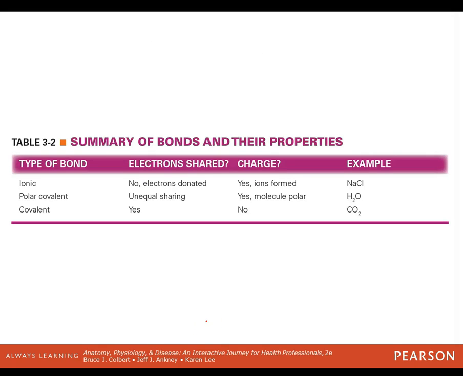So here's a little summary from your book that explains in a real concise way whether electrons are shared, whether there is a charge, and an example of the types of bonds.